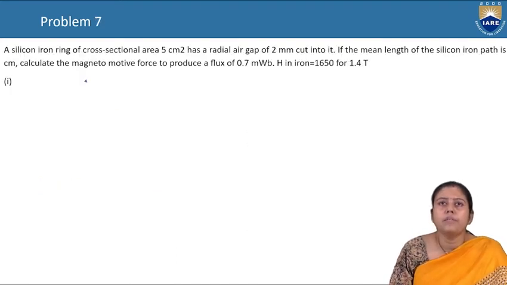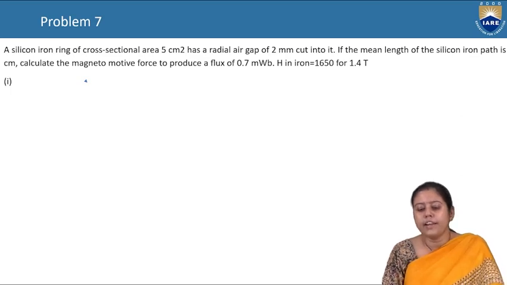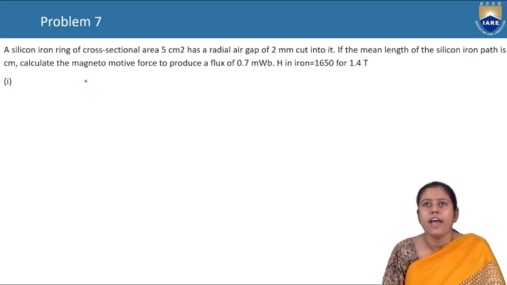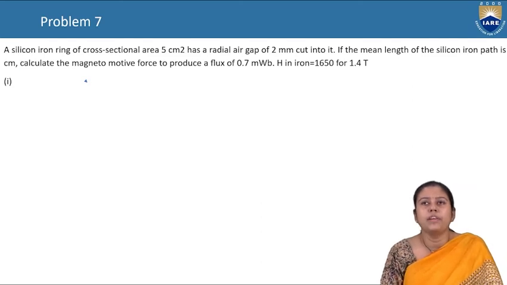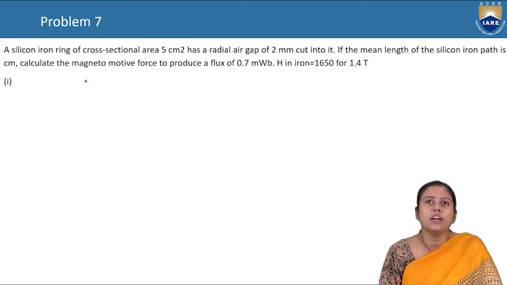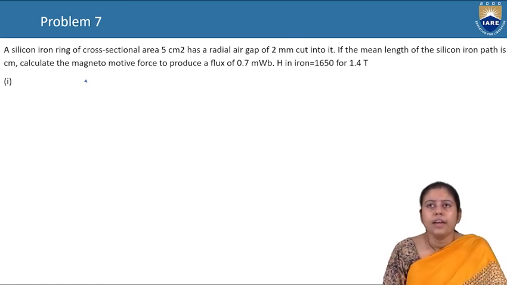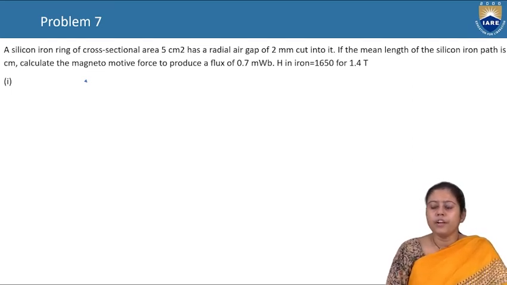So we are going to our problem number 7. A silicon iron ring of cross-sectional area of 5 cm square has a radial gap of 2 mm cut into it. If the mean length of the silicon iron path is given as 1 centimeter, calculate the magnetomotive force required to produce a flux of 0.7 milliweber. The H in the iron is given as 1650 for 1.4 Tesla.